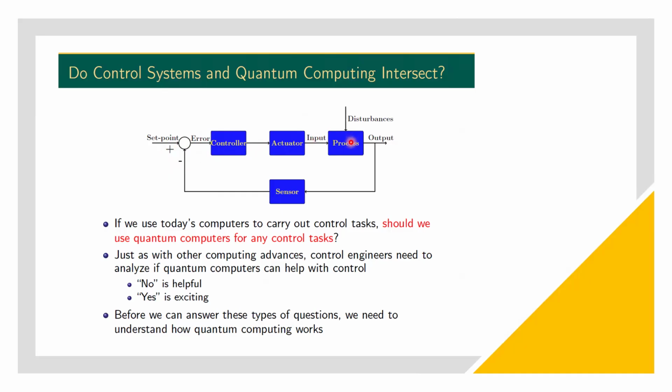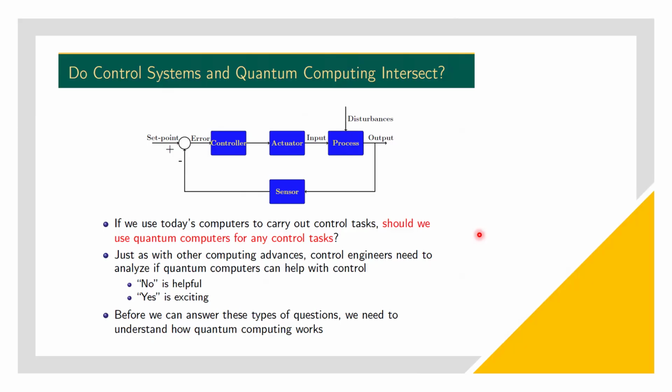That will cause an input to be applied to the process and have an effect. So the thought is, we use today's computers for various aspects of this, including, for example, this control algorithm where we run it on computers. Should we use quantum computers for any control tasks? There have been a lot of examples of control engineers using computing advances to be able to do new things. For example, over the last decade or so, there's been a lot of interest in trying to use machine learning in control.